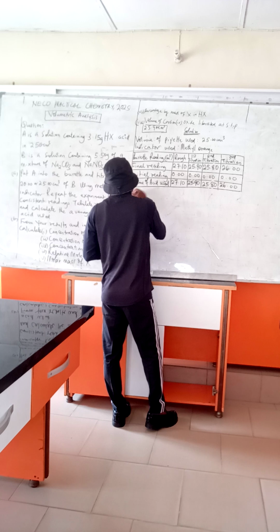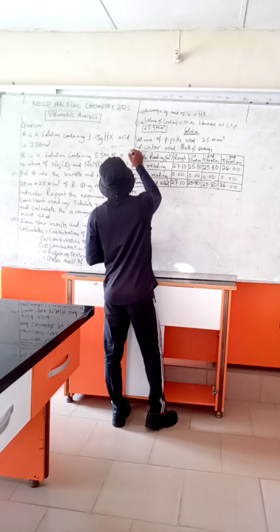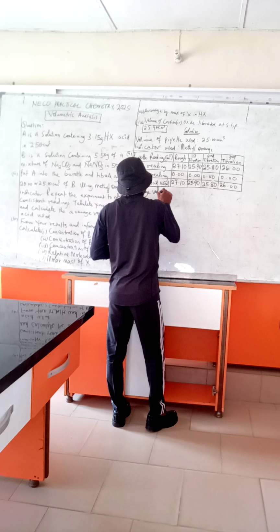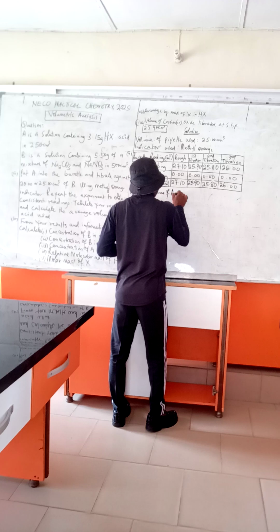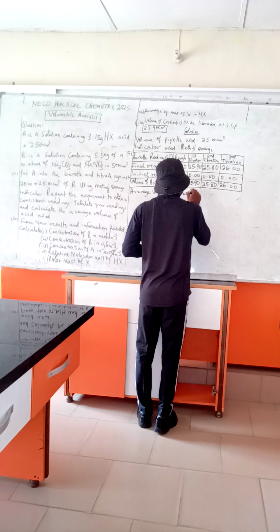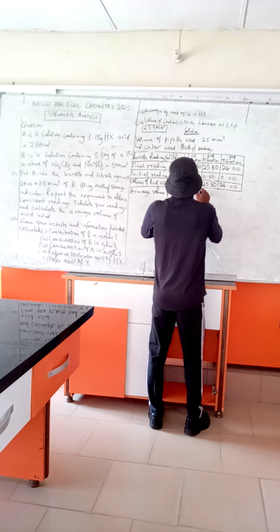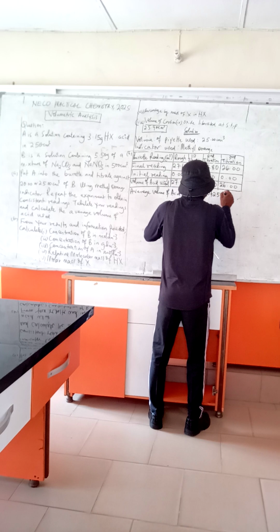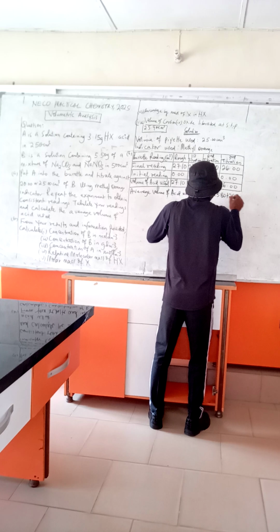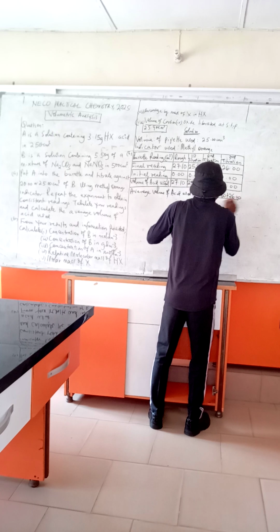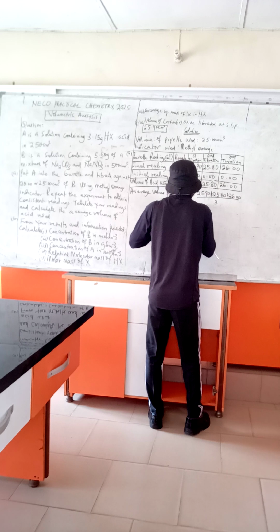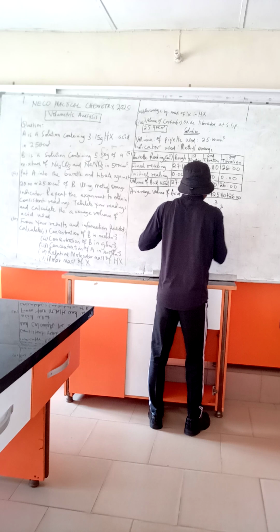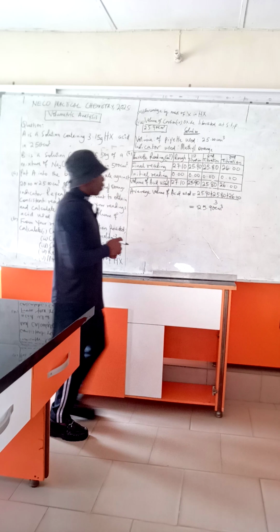Now we find the average volume, that is the A we are solving. Average volume of acid used will now be equals to 25.90 plus 25.80 plus 26.00, all divided by 3. If you calculate very well, you still have 25.90 cm3 as the average volume of acid used.